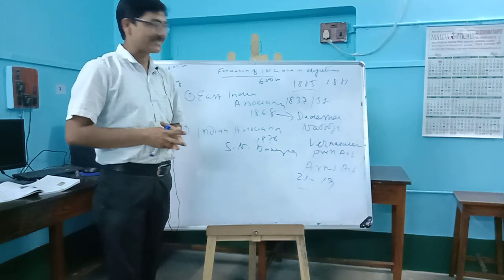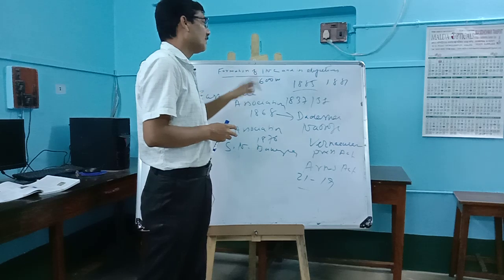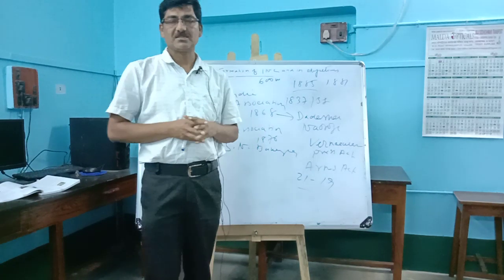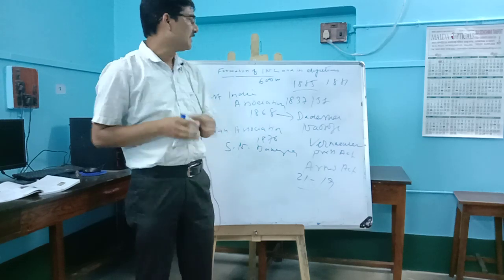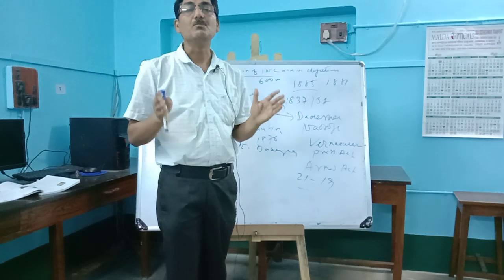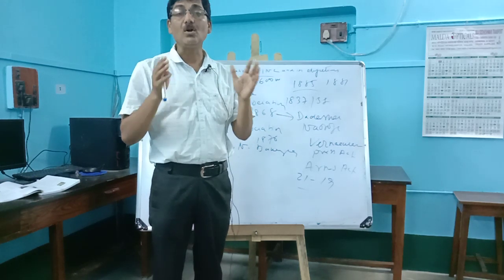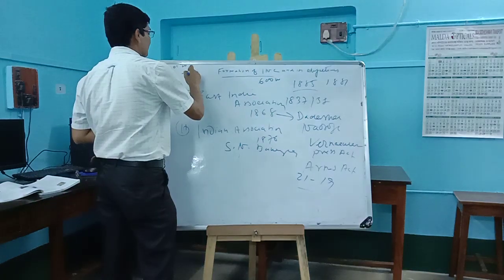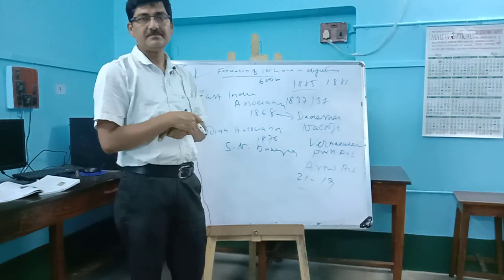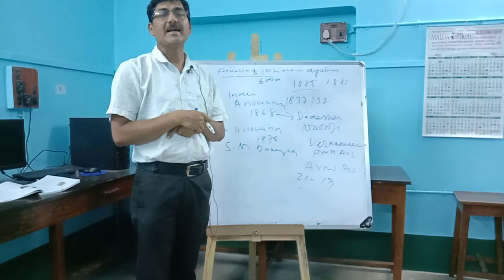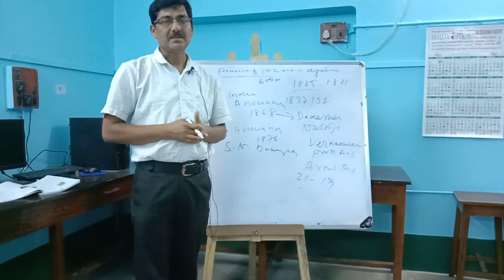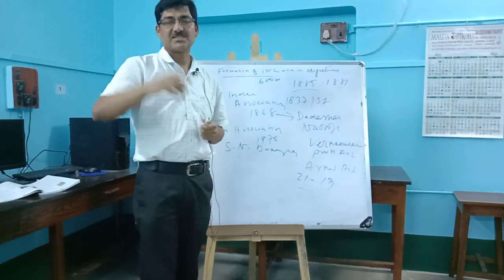Now I am going to discuss the formation of the INC. The Indian National Congress was formed in the year 1885 at Bombay, now Mumbai, with only 72 delegates. At the Great Hall, Gokuldas Tejpal Sanskrit College in Mumbai, the Indian National Congress came into existence.